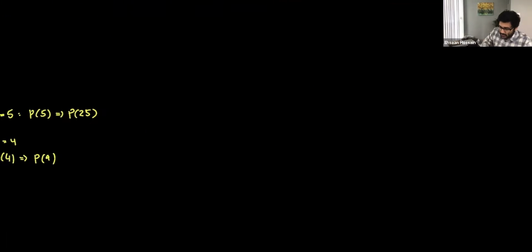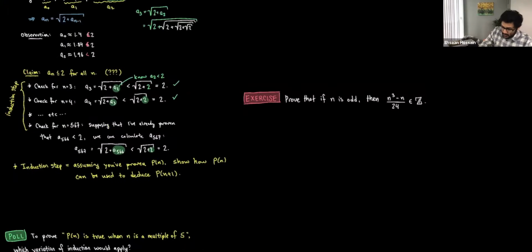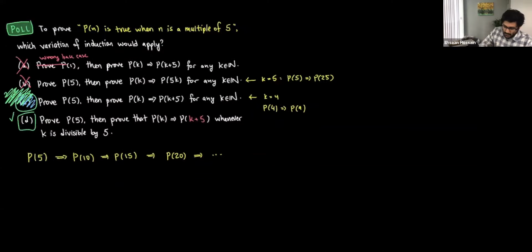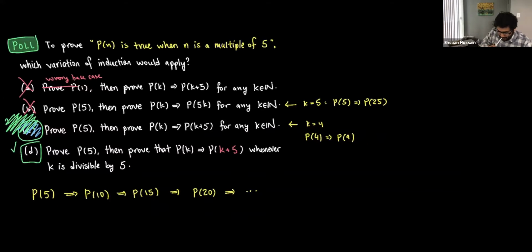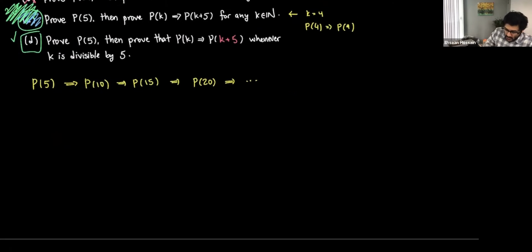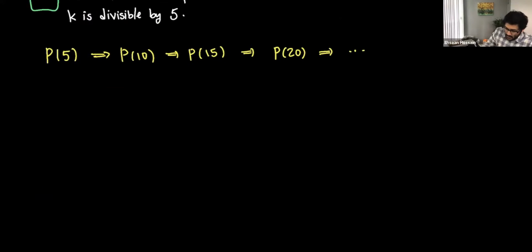Okay, I do have an exercise here, but we only have 5 minutes left. So let me do a different example like this. P of n is true when n is a multiple of 5. How about if I wanted to prove something like this? Here's another exercise for you. Let's say I want to prove P of k when k is a square.